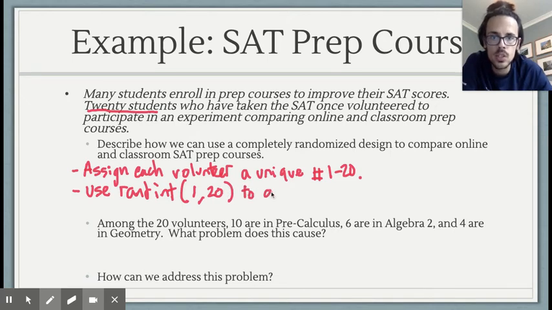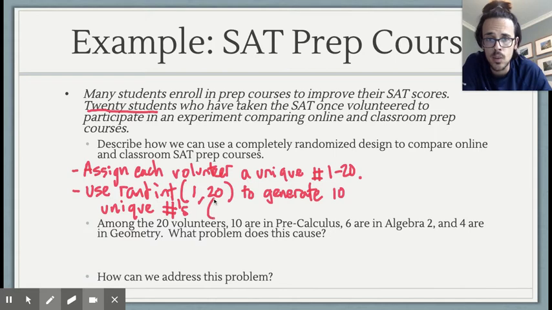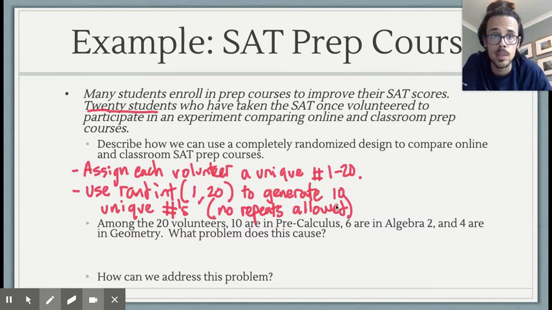And I'm going to do this to generate 10 unique numbers. Again, I'm specifying that the numbers are unique, which means that there are no repeats allowed. It's always a good thing when you do problems like this to explicitly say if repeats are allowed or not. Here, I definitely don't want repeats. I wouldn't want to pick the same person twice.